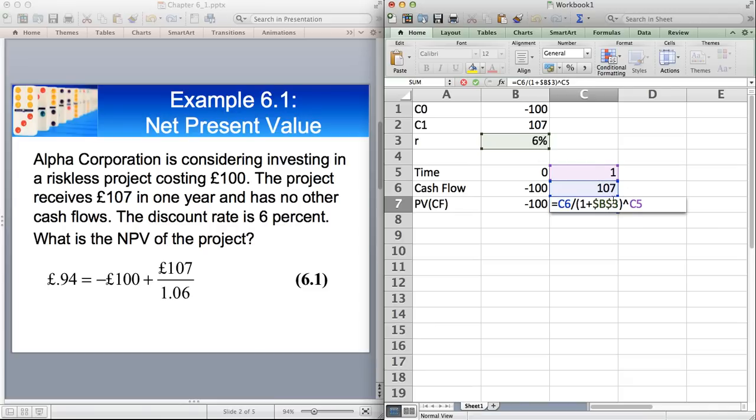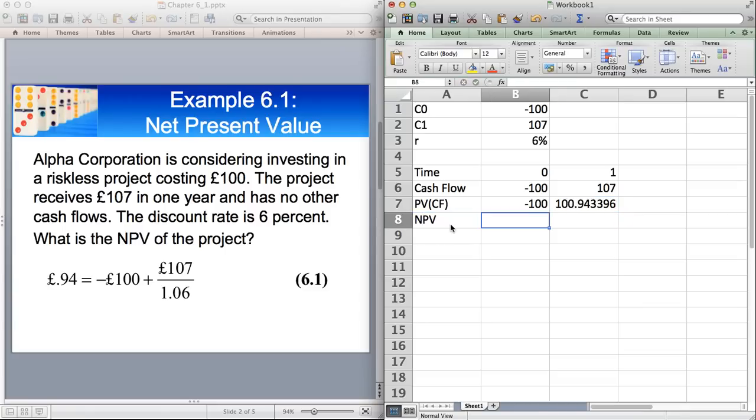It doesn't matter where you copy that formula, it'll always just relate to that cell. So we have 100, present value is 100, and the present value of 107 when it's discounted at 6% is just a bit above 100. So what's the NPV? Well, with the NPV, we just add the present values. 0.94.